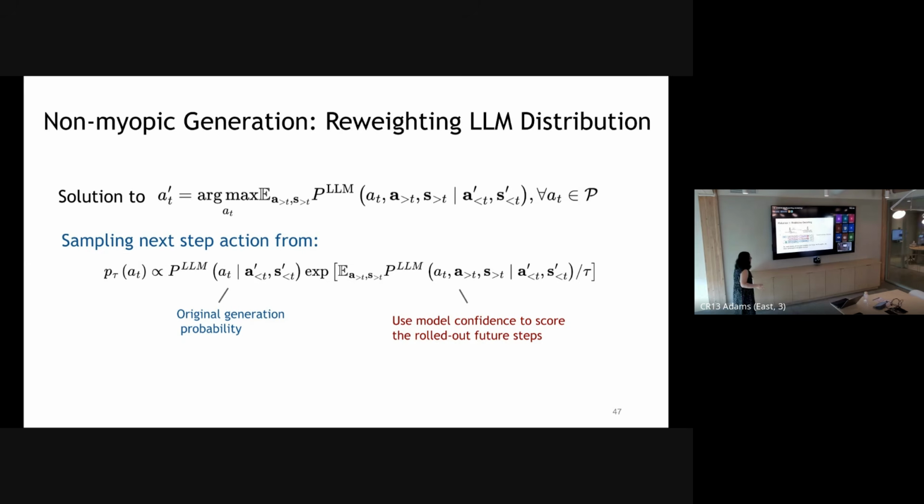Then the model uses the probability score to evaluate the rollout trajectory, and we'll get a confidence score. So we try to do a combination of both scores. The first is the original generation probability, and the other is the model confidence of the rollout of future steps. In this way, we can ask the large language model to be explicitly aware of the global future.